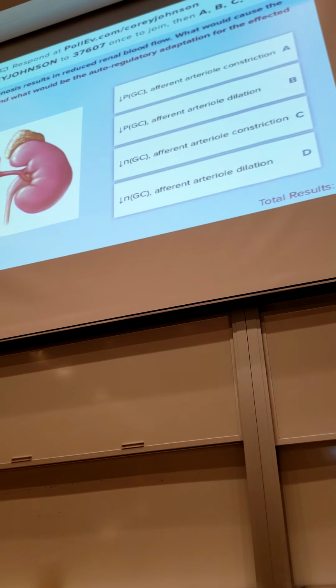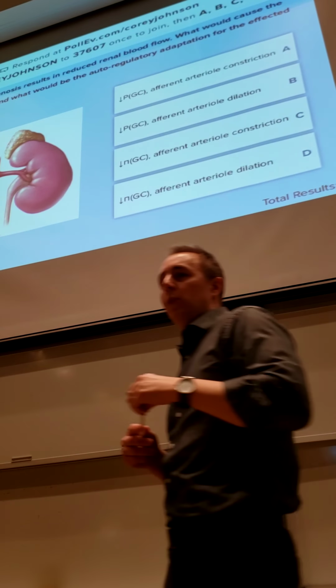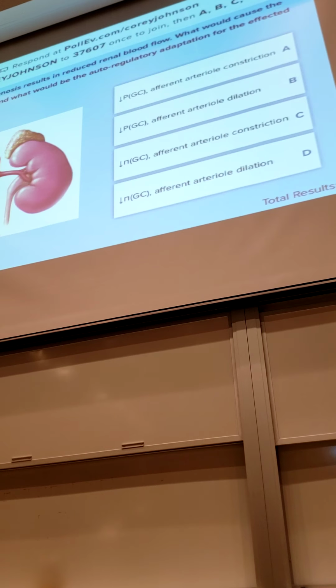Okay, so let's say you have renal arterial stenosis. Good for you. You've got a narrowing of the blood vessel going to one of your kidneys. So for those nephrons in this region, what's going to happen as a result?